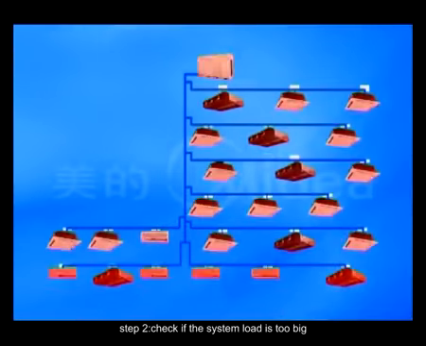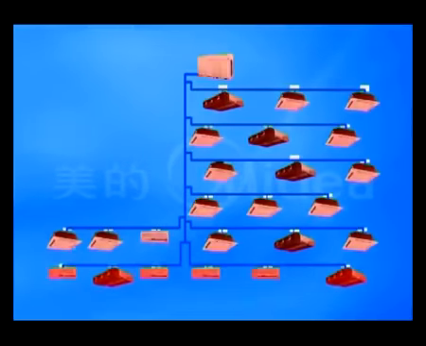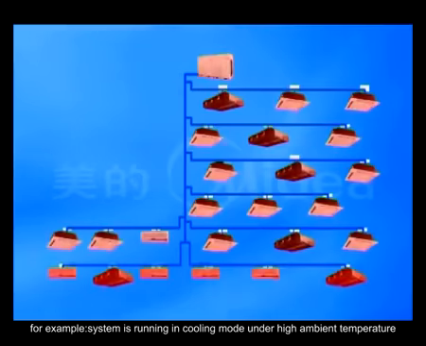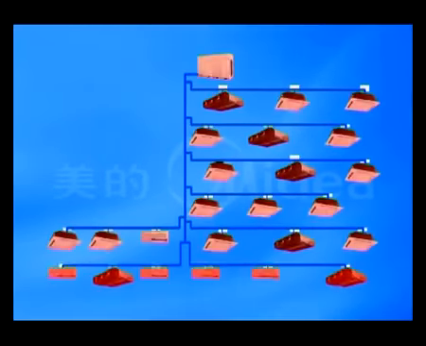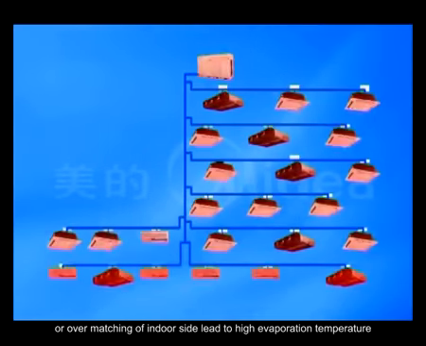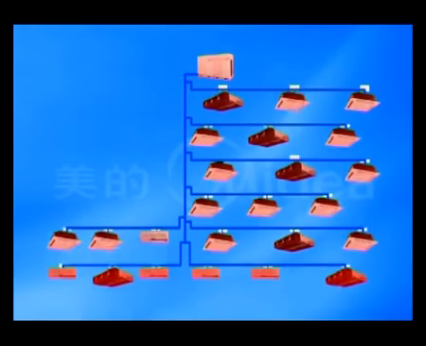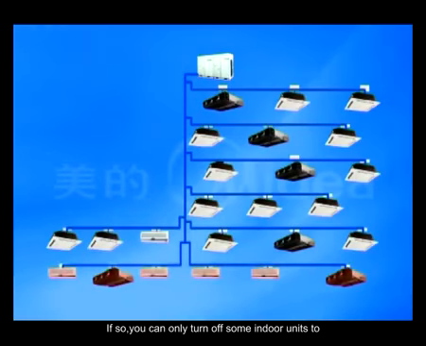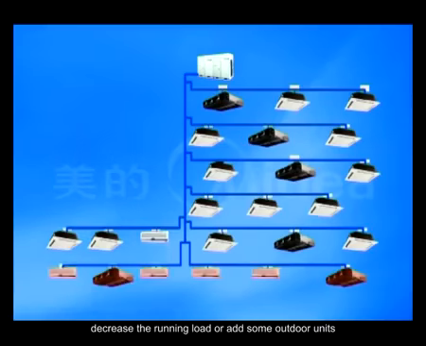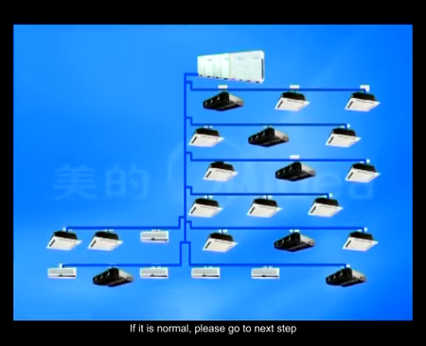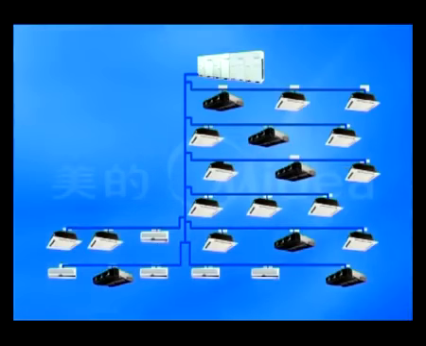Step 2. Check if the system load is too big. For example, the system is running in cooling mode under high ambient temperature, or overmatching of the indoor side leads to high evaporation temperature. If so, you can only turn off some indoor units to decrease the running load or add some outdoor units. If it is normal, please go to the next step.